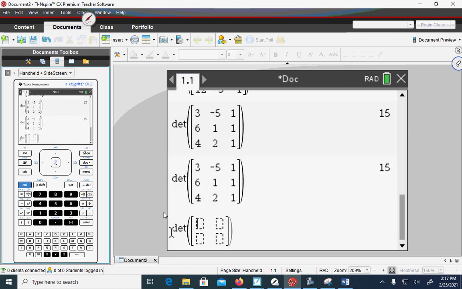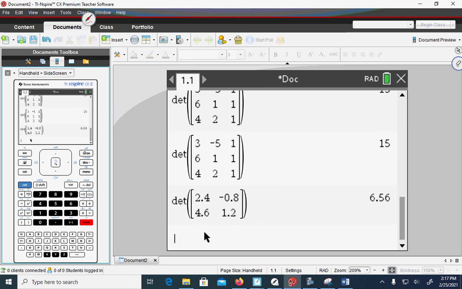So that was 2.4, negative 0.8, and then this is 4.6, and this is 1.2. When I do that, I get 6.56. I'm just going to leave that there for a second.